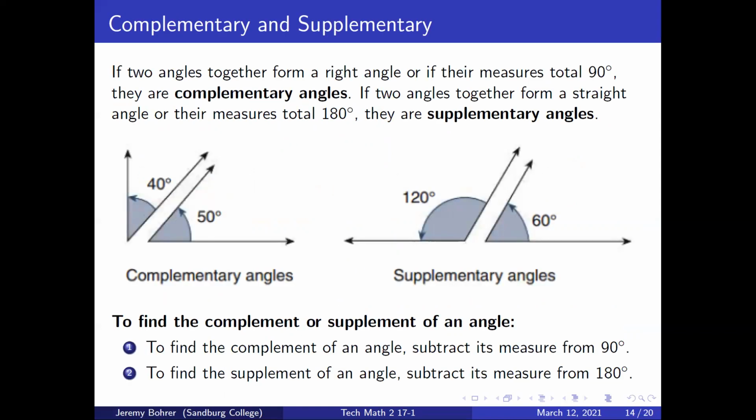If 2 angles together form a right angle, or if their measures total 90 degrees, they are complementary angles. If 2 angles together form a straight angle or their measures total 180 degrees, they are supplementary angles. To find the complement of an angle, subtract its measure from 90 degrees. To find the supplement of an angle, subtract its measure from 180 degrees.